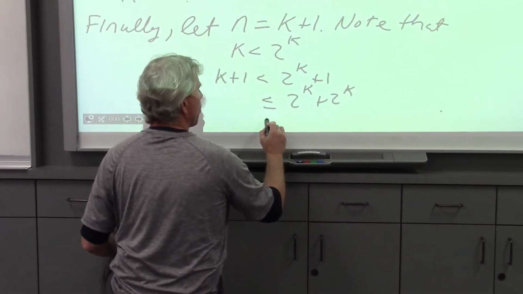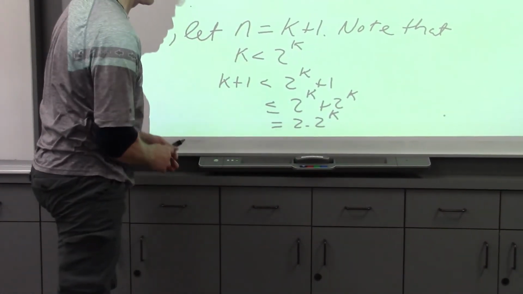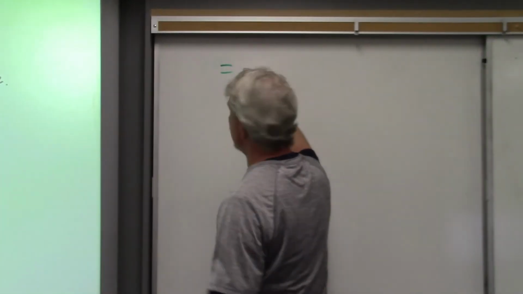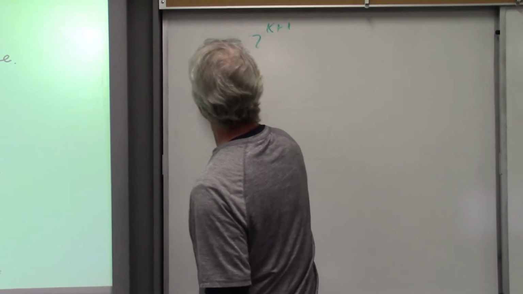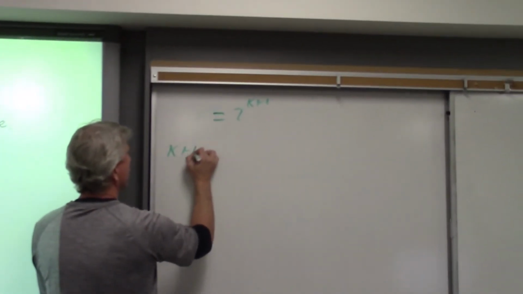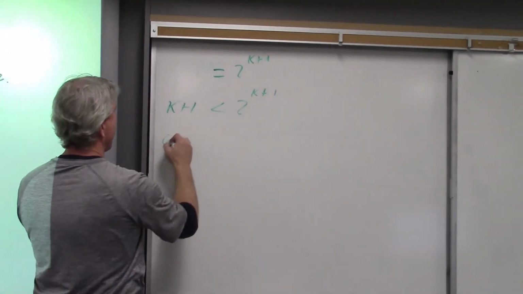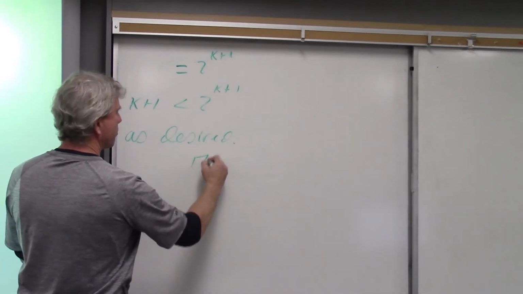But this is just equal to what? Well, this is 2 times 2 to the k because we have 2 of them. And then if I sneak over onto the other board because I'm out of room, I can say that it will be equal to 2 to the k plus 1. So the final result is that the k plus 1 that was less than the right-hand statement here is going to have to be less than the 2 to the k plus 1 statement on the right-hand side. And this is what we needed to show. So I can say as desired. And that ends the proof.